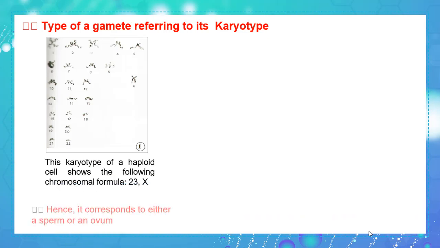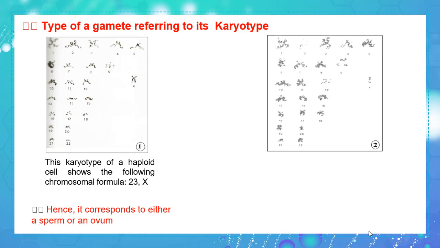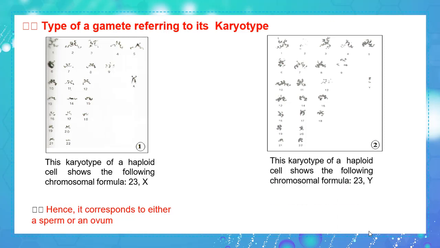Hence, it corresponds to either a sperm or an ovum. On the other hand, karyotype 2 shows a haploid cell with the chromosomal formula 23 including Y. Hence, it must correspond to a sperm only. The question is why?